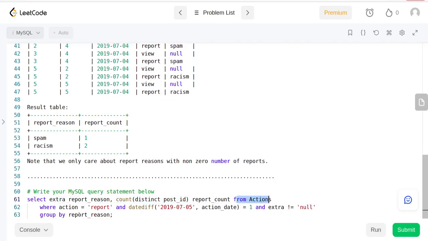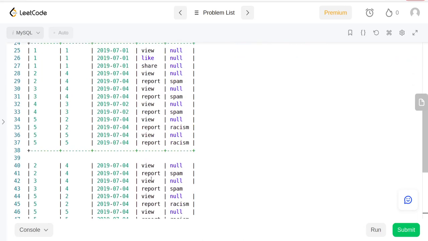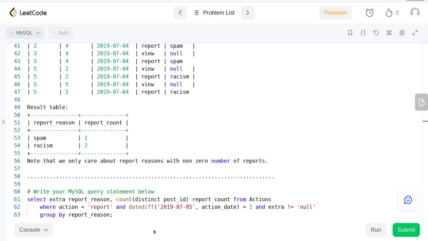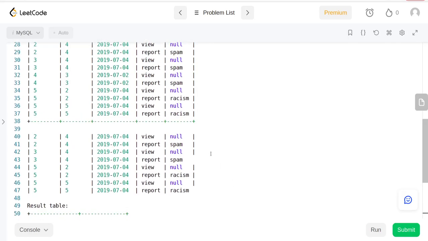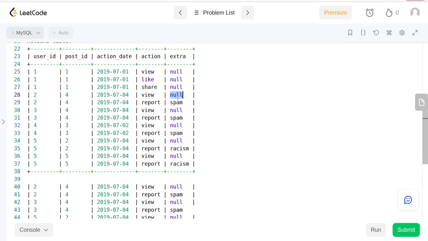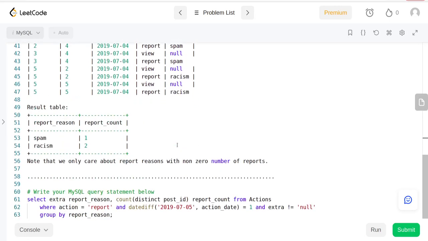From actions, that's the table name, where the action is equal to report. The action needs to be report, so we consider only those rows. Then the date difference is basically looking for yesterday's reports, and the extra is not equal to null, because the extra can be a lot of things. If it is anything other than null, it could be spam, racism, or something else, and we need to group them by report_reason. That's going to give us the result, and yes, they want us to only consider the distinct post IDs. So that's why the count is 1 over here.